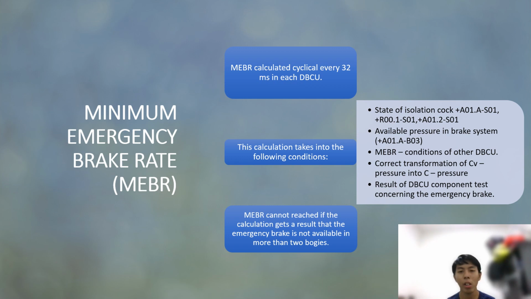A01.A-B03. Next, MEBR conditions of other DBCU. Furthermore, correct transformation of CB pressure into C pressure. Lastly, result of DBCU component test concerning the emergency brake. MEBR cannot be reached if the calculation gets a result that the emergency brake is not available in more than 2 bogies.